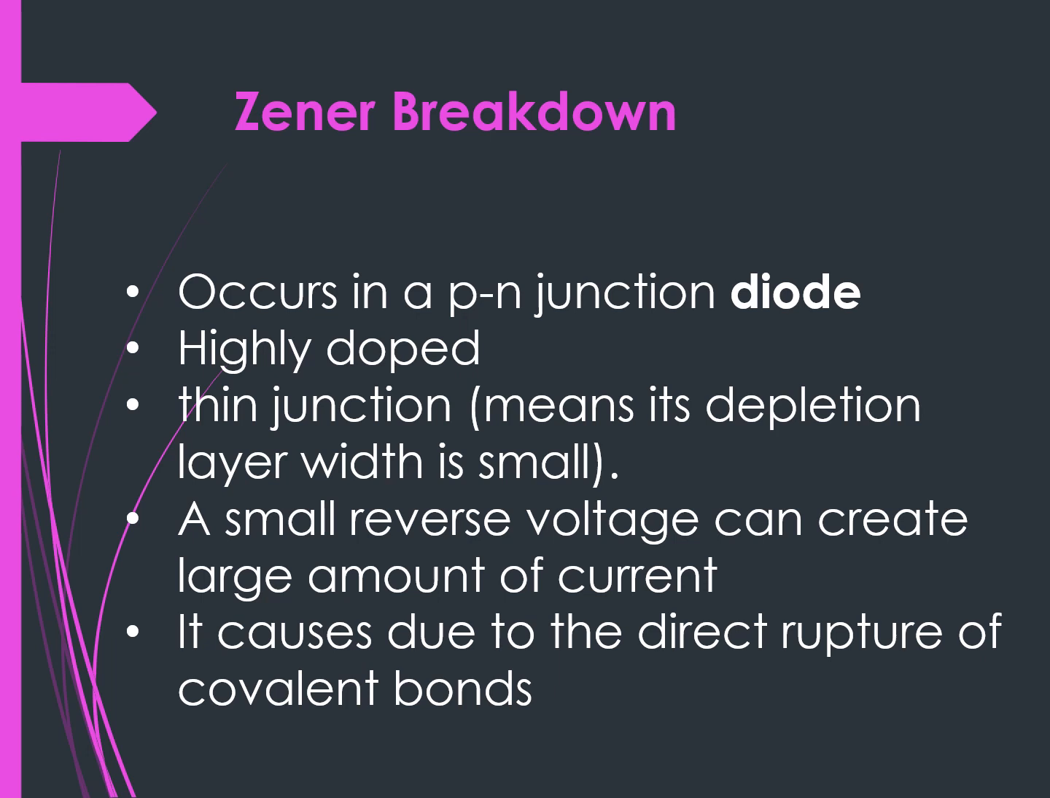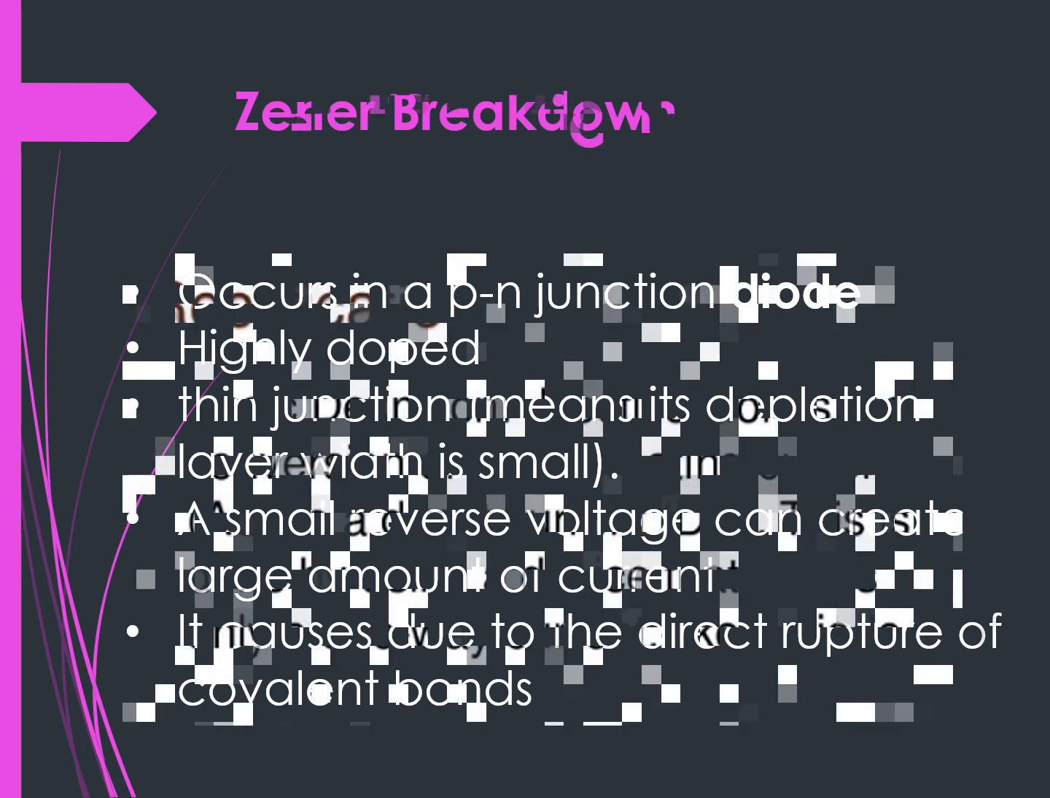So Zener breakdown occurs in a PN junction that is highly doped. An external field is applied, and thereby all the covalent bonds rupture directly. The breakdown is not caused by collision, and a huge amount of electrons and holes are produced, and this causes a sudden rise in the electric current. There's a huge amount of electric current.